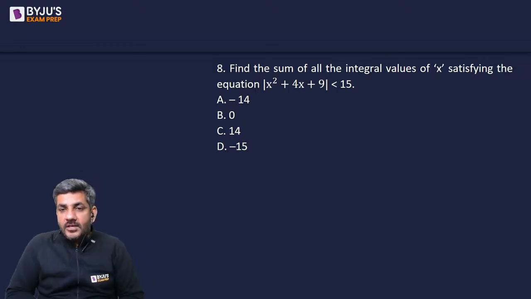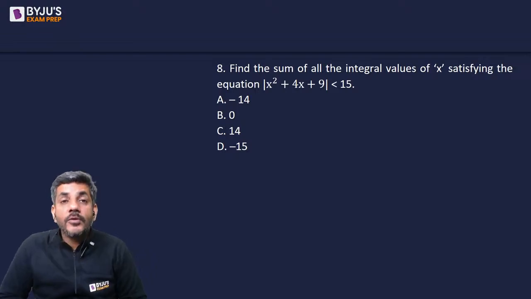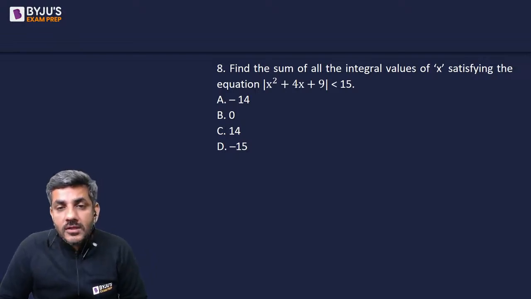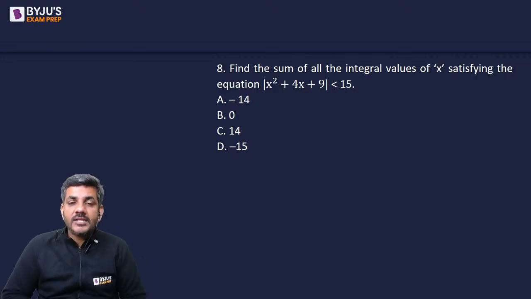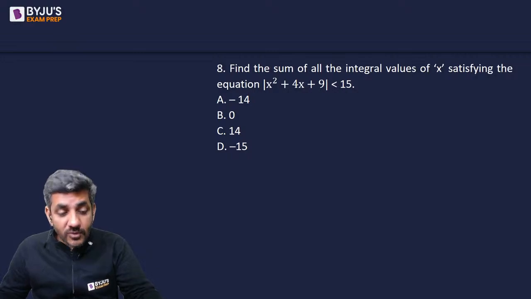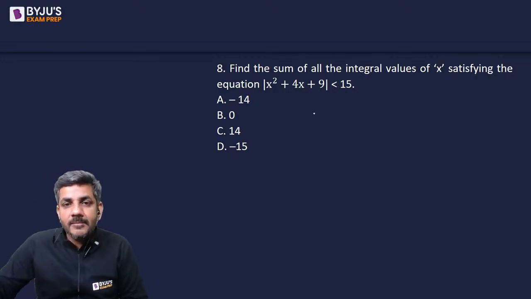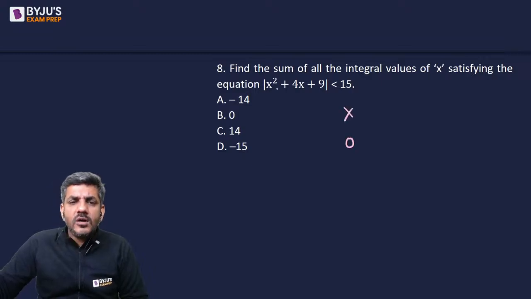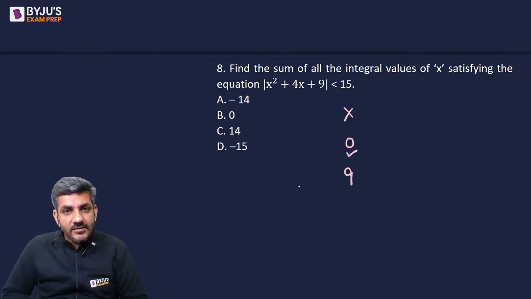So we did not get any other answer apart from that of Aditya Agrawal. So let's start doing it. Find the sum of all the integral values of x satisfying the equation x square plus 4x plus 9 whole mod is less than 15. So let's start talking about it. Let's put x is equal to 0. If I put x as 0, what will the function become? 0 plus 9 that is 9. Yes, 0 is a valid value which makes it less than 15.